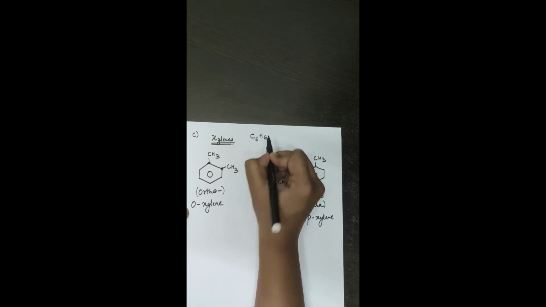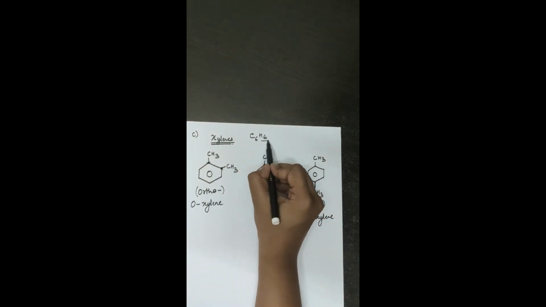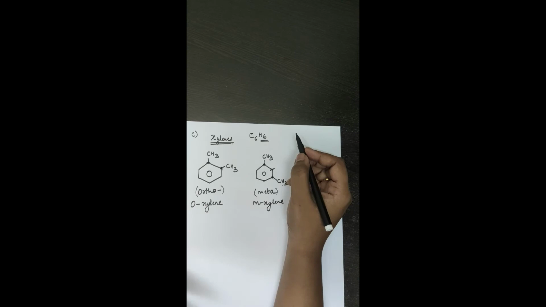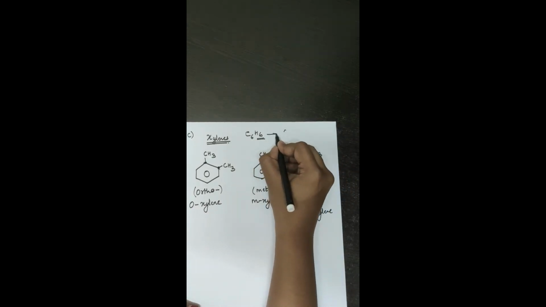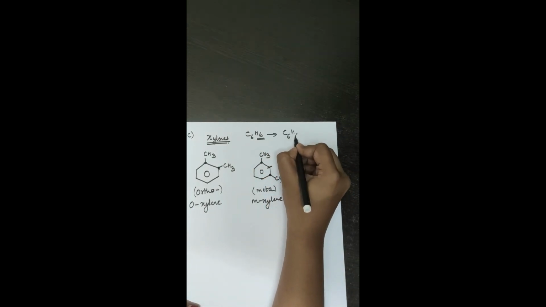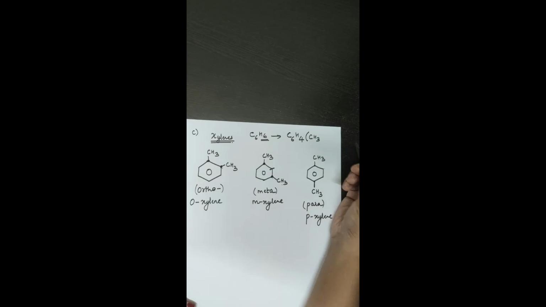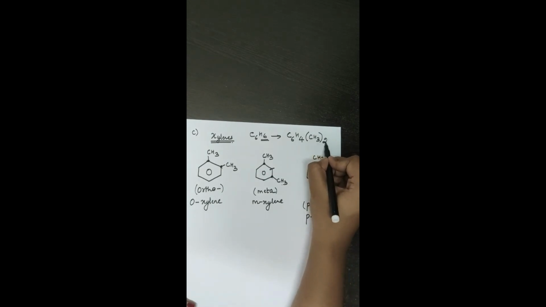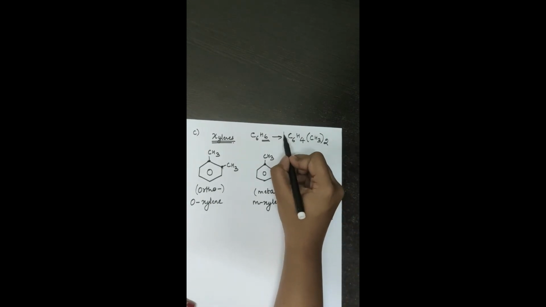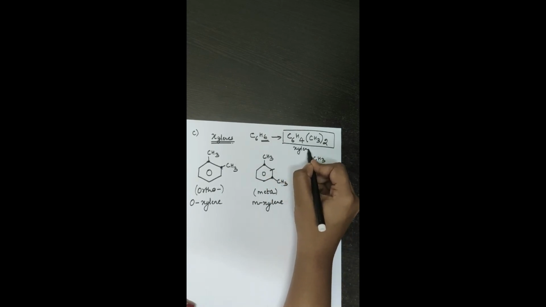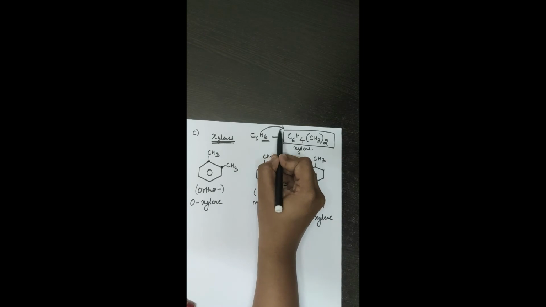Benzene is C6H6, right? Now from C6H6, what will happen? 2 positions have been substituted, right? So that will become C6H4 because 2 carbons are substituted, and in that 2 carbons, what do you have? You have your CH3. How many CH3s we have? We have 2 CH3. So what is the formula for the xylene? C6H4(CH3) whole twice. I have just shown you from benzene, how will you get a xylene?